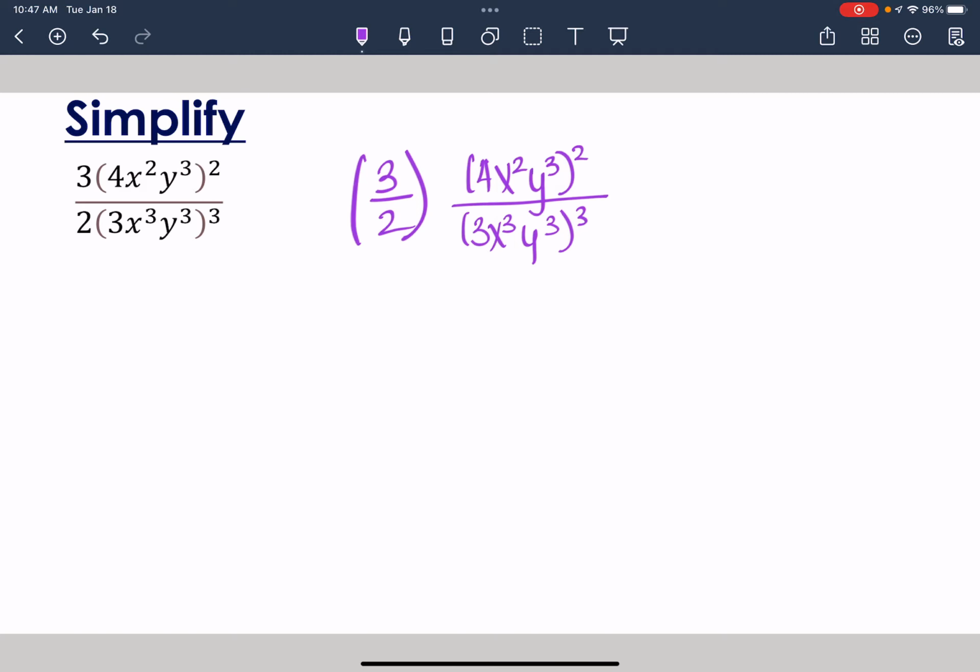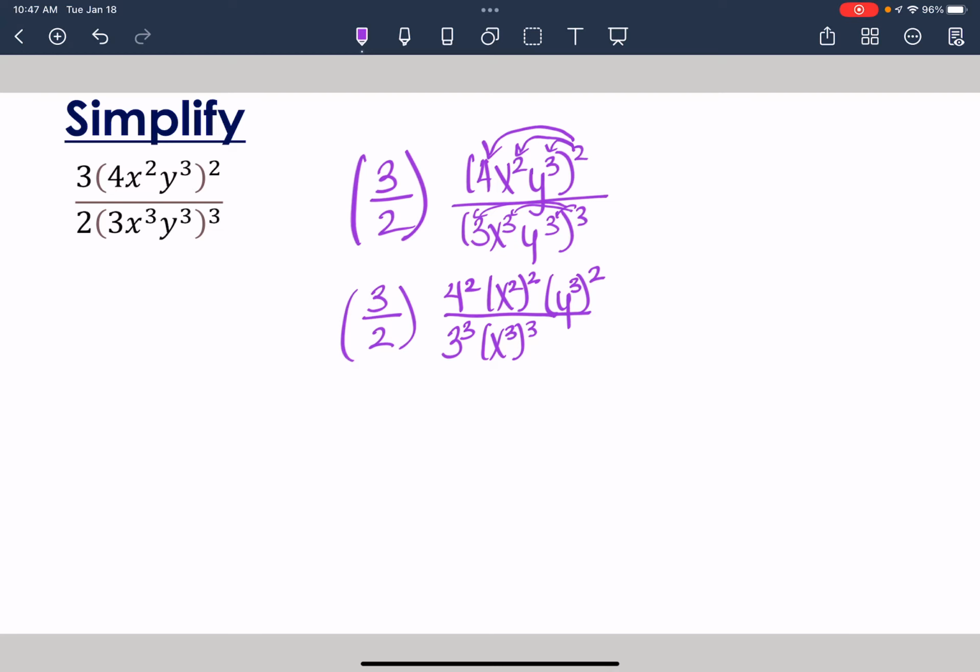So if you remember, the power of a product rule tells us that if we have an exponent like this on the outside, it distributes to everything that's on the inside. So same thing in the denominator, that 3 is going to go to everything on the inside. So let's just write out all our terms. So don't forget this 3 over 2 we have in front. Then on the numerator we have 4 squared, we have x squared squared, and then we have y cubed squared. Now in the denominator we have 3 cubed, x cubed cubed, and y cubed cubed.